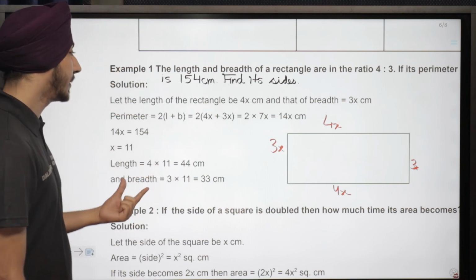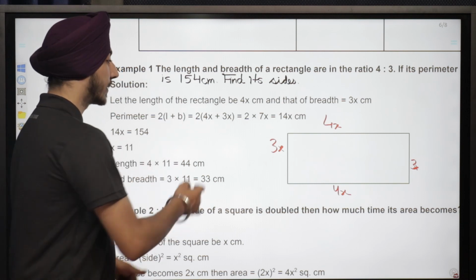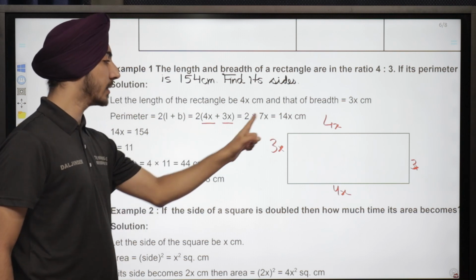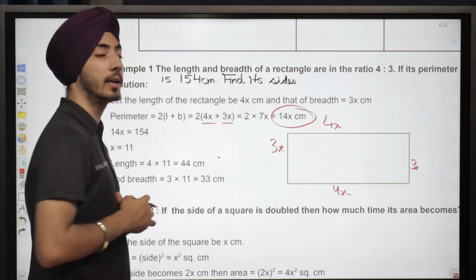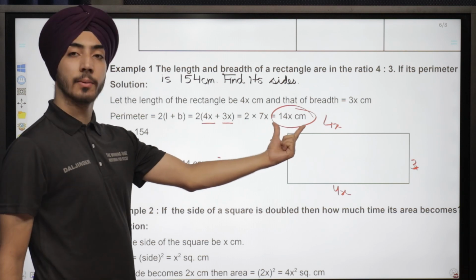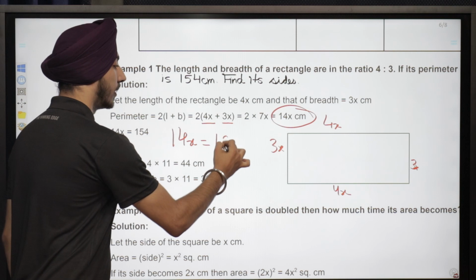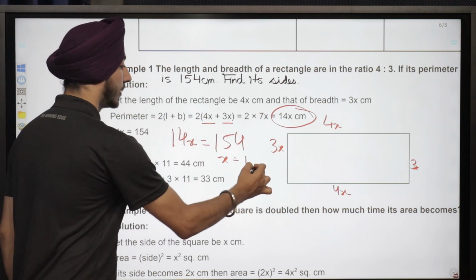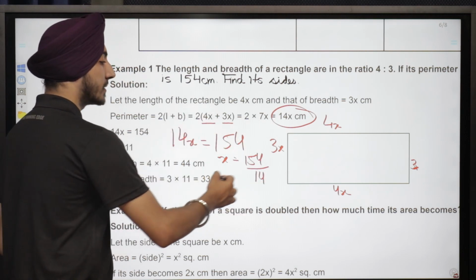So same thing we have done here. We have used the formula of perimeter, that is twice of length plus breadth. Length is 4x, breadth is 3x. 4x plus 3x will give you 7x. So 2 into 7x is giving us 14x centimeter. Simple. Now we have to equate it to the perimeter. So 14x is equal to 154. X will be 154 upon 14. This will give 14 11s are 154.